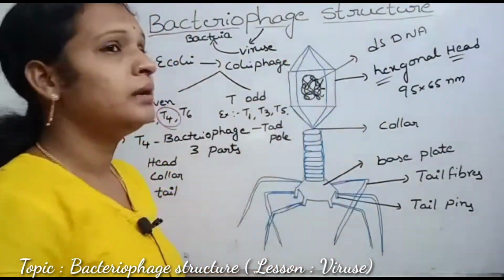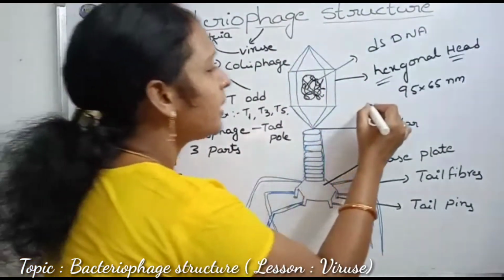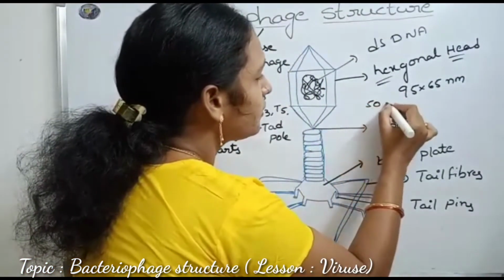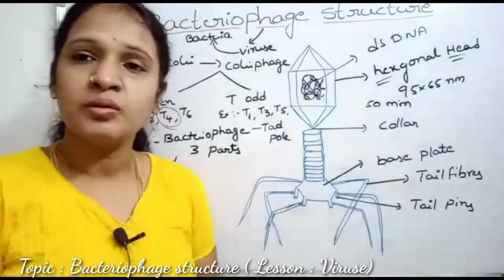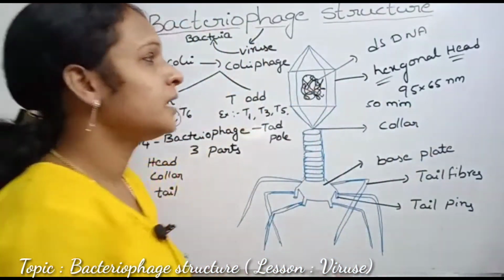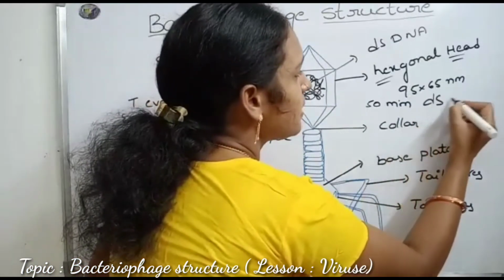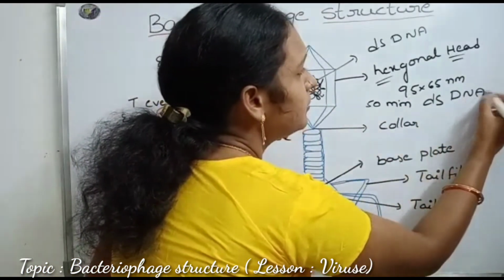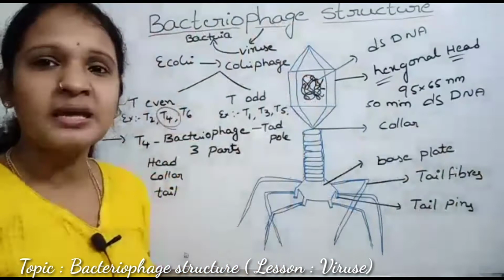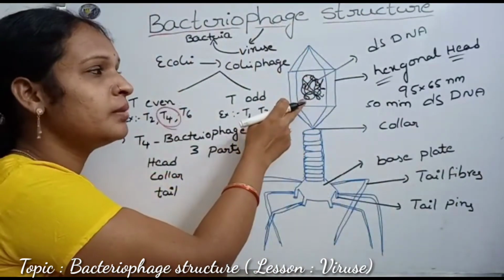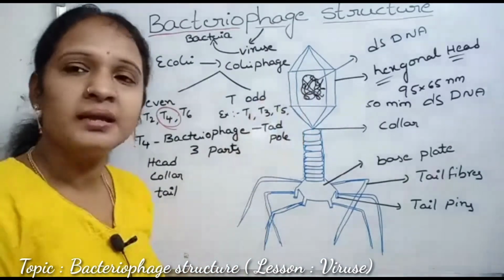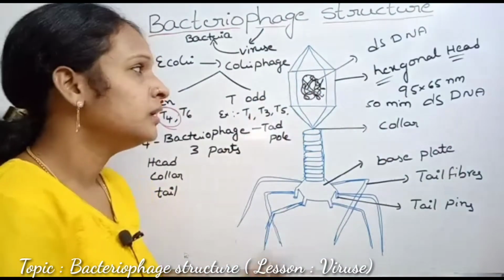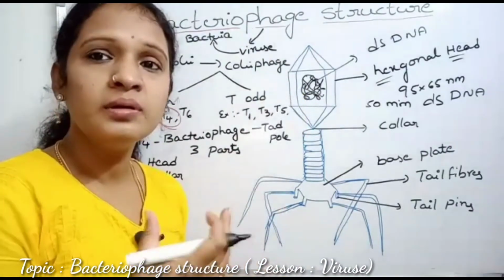In this head, it contains 50 micrometers long double stranded DNA, tightly packed inside the head. It appears like a ball of yarn.